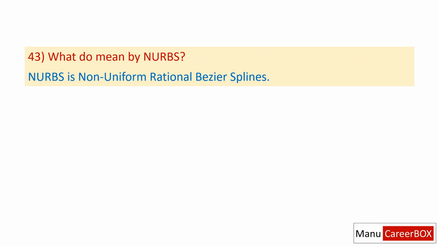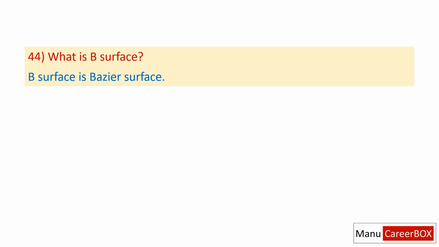43. What do you mean by NURBS? NURBS is non-uniform rational B-splines. 44. What is B-surface? B-surface is Bezier surface.